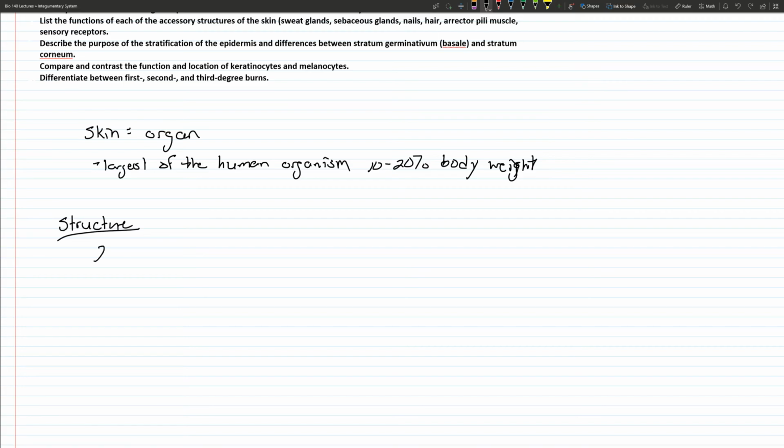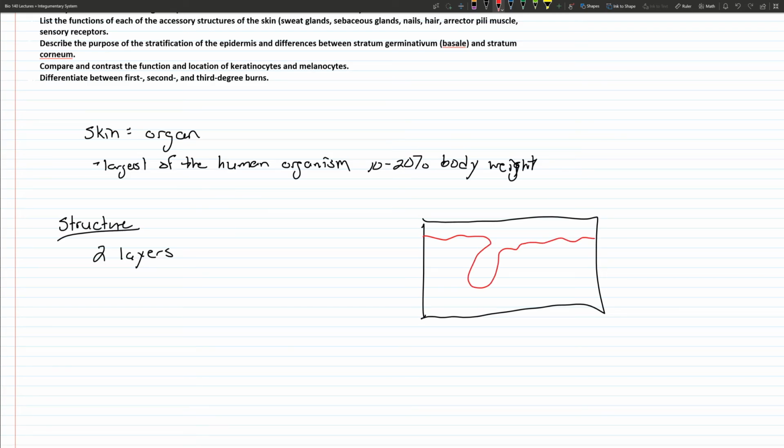Okay. It is two layers. So if we look at it, here's a block of skin. You have an upper layer, and this is called the epidermis. And then you have a layer below that that is called the dermis. And below this, if you look at some textbooks, you got this fat layer, and they will call this the hypodermis.